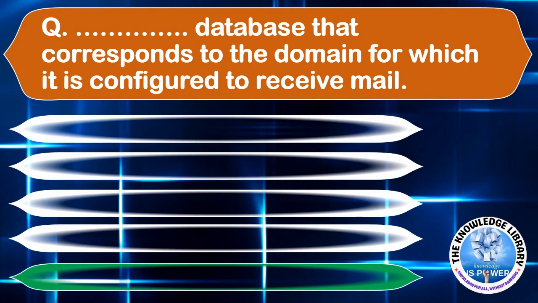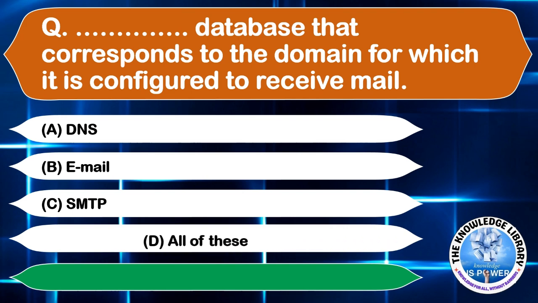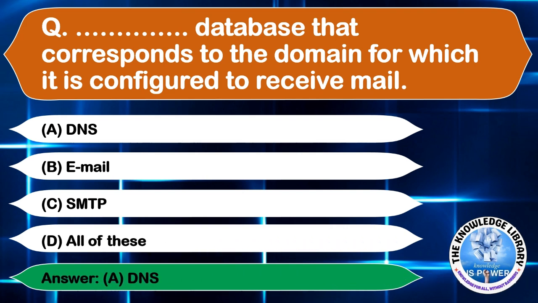The next question is, dash database that corresponds to the domain for which it is configured to receive email. Option A, DNS. Option B, email. Option C, SMTP. Option D, all of these. The correct answer is option A, DNS.